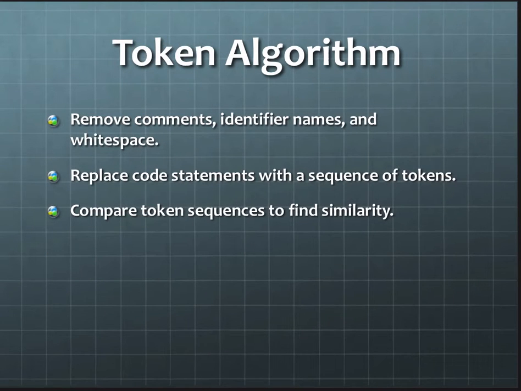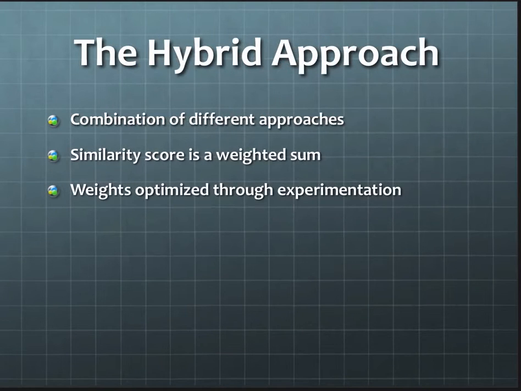Now we have the token algorithm. In this algorithm, we firstly remove the comments, identifier names, and white spaces. We then replace the code statements with a sequence of tokens. Then we compare the token sequences to find similar files. To overcome these problems, we have the hybrid approach in which we combine different algorithms, and the similarity score is a weighted sum in which the weights are optimized by experimenting with different values.